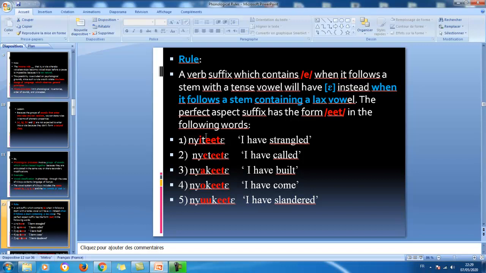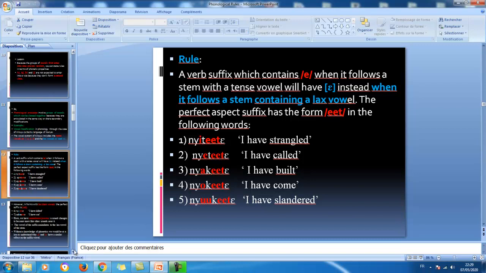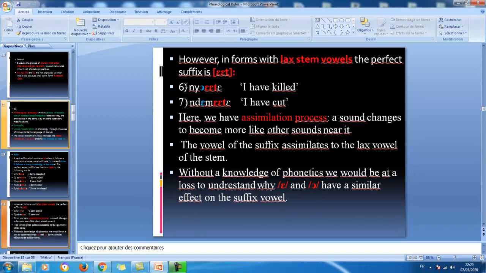So what do we notice? The fact of having the tense vowel in the suffix is determined by the kind of vowel which is found in the stem, because the vowel in the stem is also tense. So this is what we have in here. But let's look at other examples. These ones in 6 and 7. Look, this stem has, the vowel in the suffix has changed from small a to these symbols here. This one. Here.